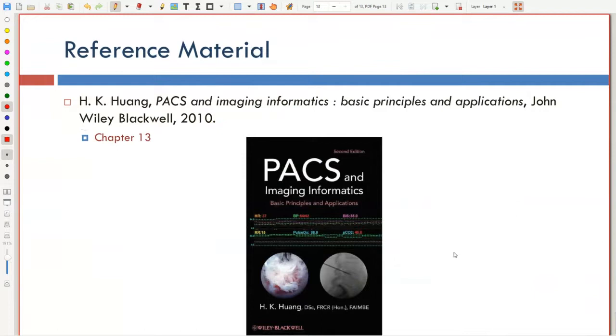So all of what we talked about is a part of chapter 13. If you want to read a little bit more, you can go through that chapter in the textbook. It's one of the textbooks that we have on the system. Okay, you can access it and look at this chapter.